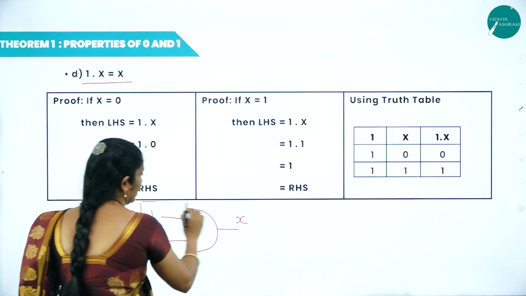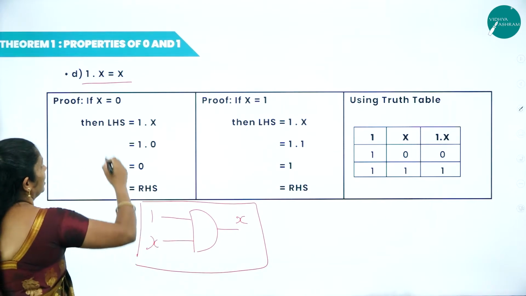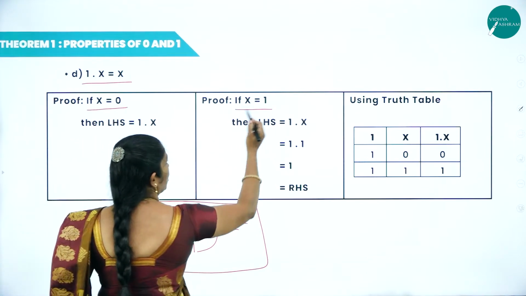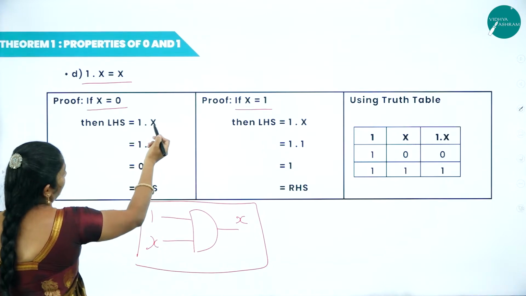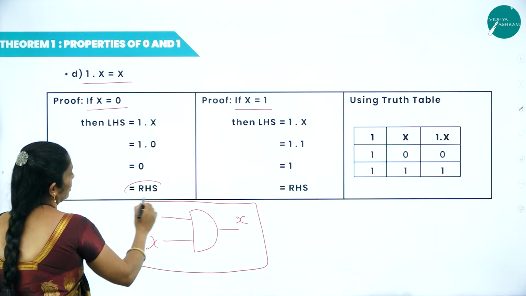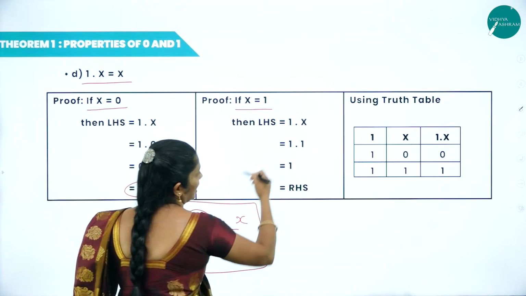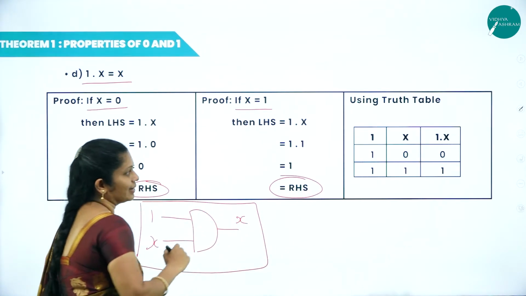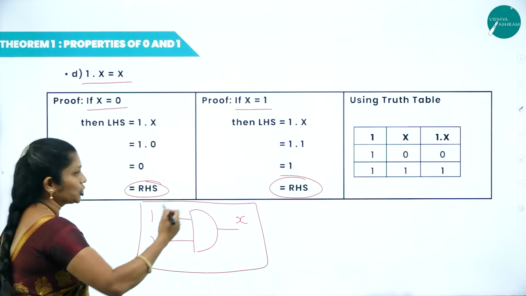This is the symbol. Now when we want to prove this by using the perfect induction method, one time we will substitute x equals 0 and another time we are going to substitute x equals 1. Now that is 1 into x. In the place of x we substitute 0. 1 into 0 is nothing but 0, that is your right hand side value. Next, 1 into x. In the x place we substitute 1. 1 into 1 is nothing but 1. This is your right hand side value. That is x only we are getting.